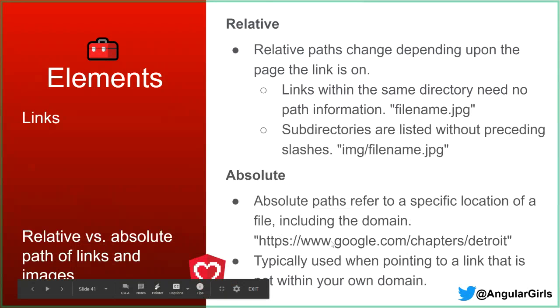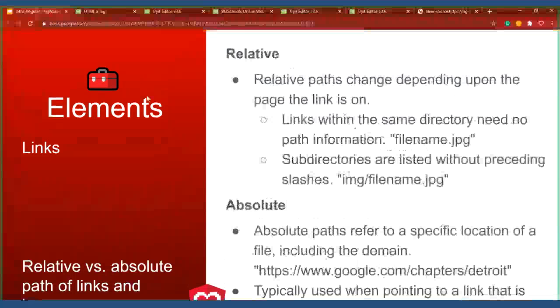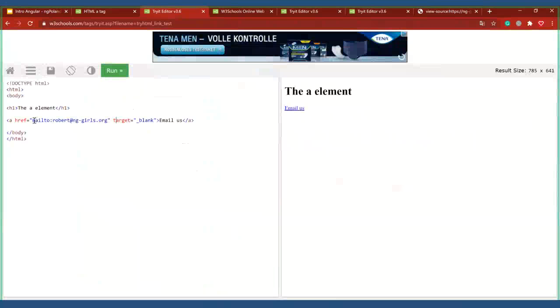For example, here in this absolute link, you have /chapters/, and this will mean you have another subfolder, and inside the subfolder there's this Detroit.html or another more Detroit subfolder. Let me show it to you in the editor. For example, relative links are things like this. Or do we have it on our ngGirls webpage? Yeah, let me go on our ngGirls webpage.